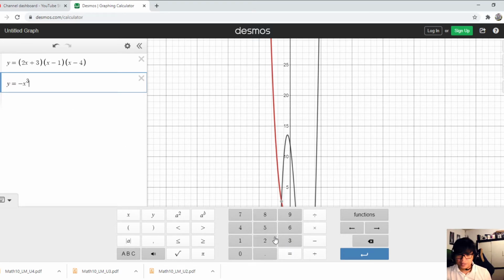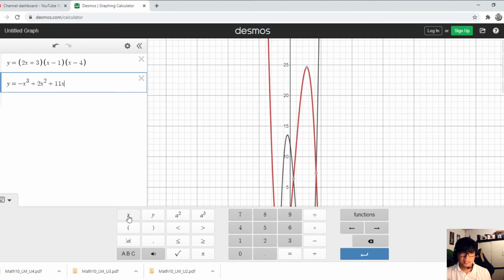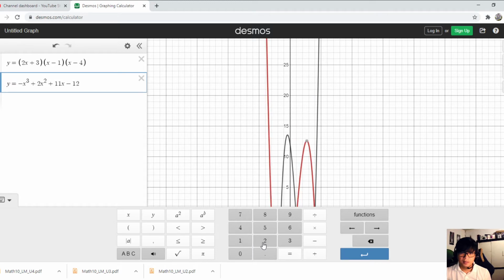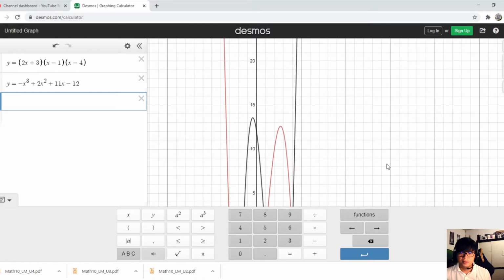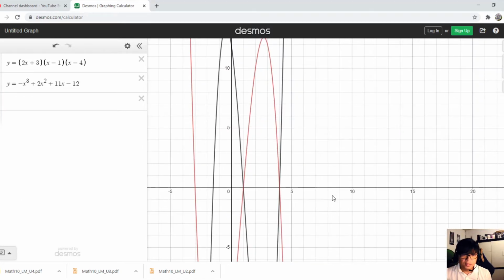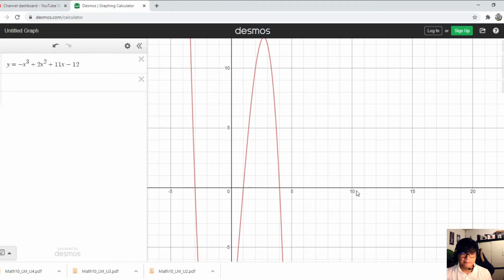X cubed plus 2x squared plus 11x minus 12. Yan. Saan ang graph niya? Ito. Yan. Ito na. I-erase na lang muna natin itong graph natin kanina, no? Para ma-highlight siya. Yan. Ito na yung graph natin.